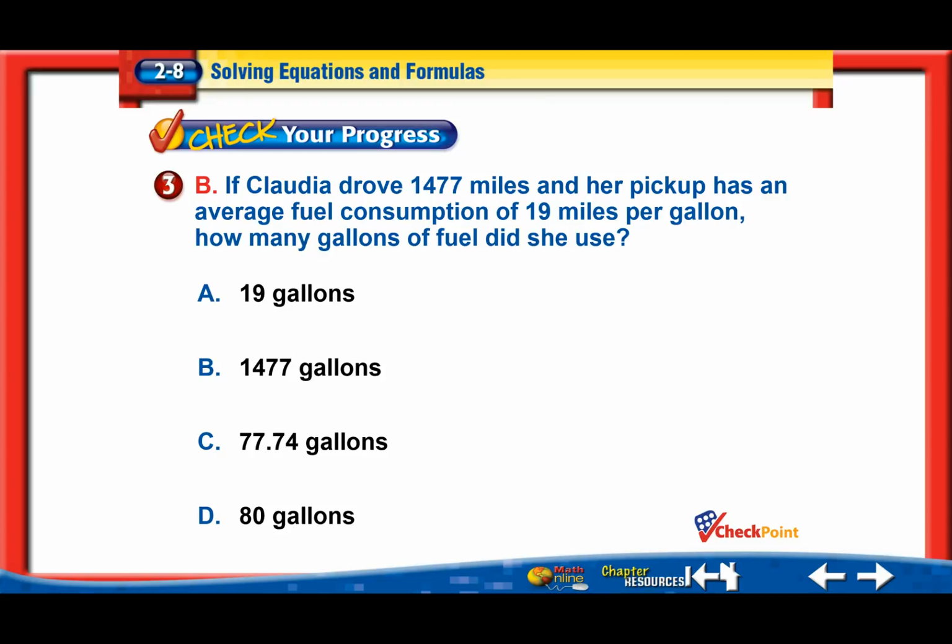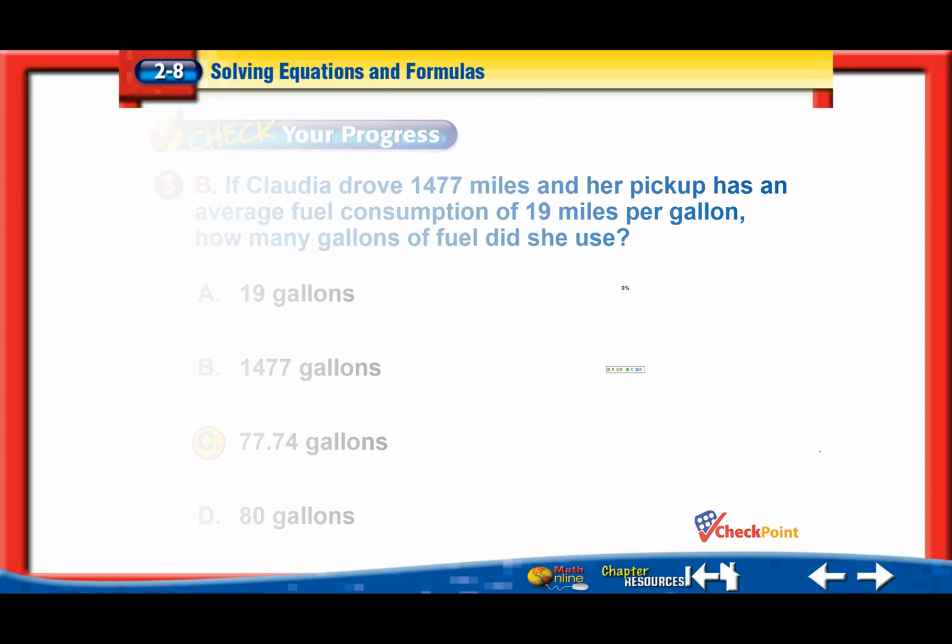All right, if Claudia drove 1,477 miles in her pickup with an average consumption of 19 miles per gallon, how many gallons of fuel does she use? So we want to know gallons, which equals, let's see, miles over economy. So if she goes 1,477 miles at 19 per gallon, let's write that into my calculator here. 77.74, that's rounding. Moving on.